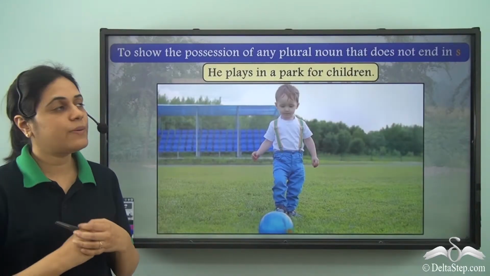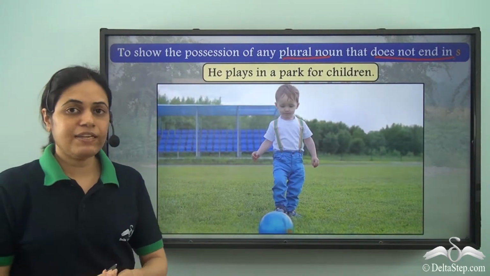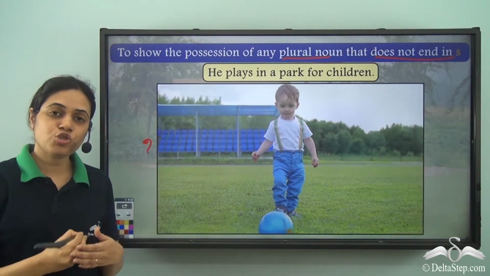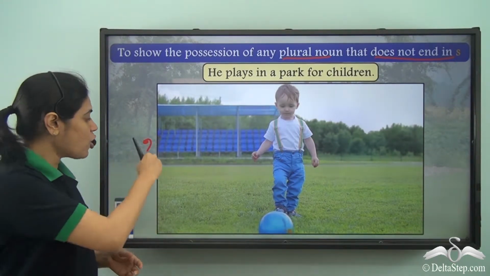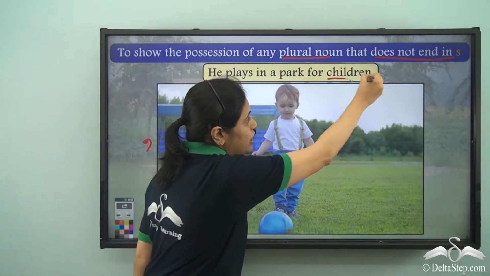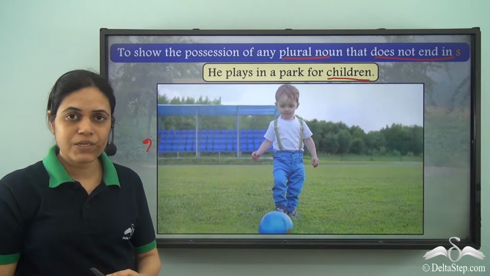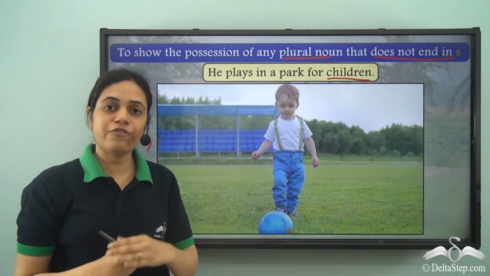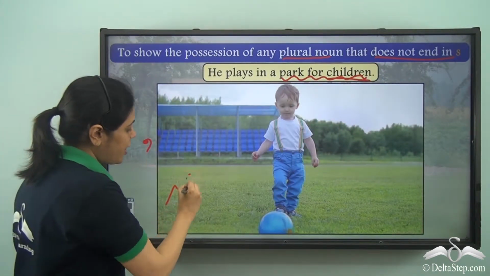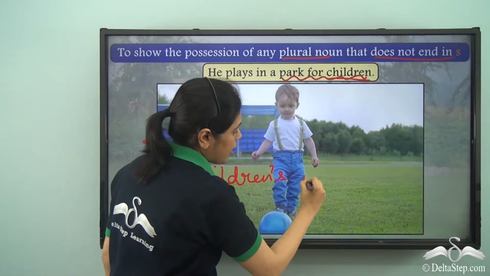But what about the plural noun that does not end in S? So we have seen for the plural nouns that end in S, we put an apostrophe to show possession, but we do not put an S after apostrophe. But what if we have a plural noun like children? It is the plural of child, but it does not end with S. So he plays in a park for children. So I can write it as children's park.